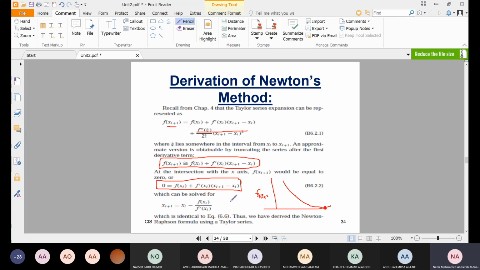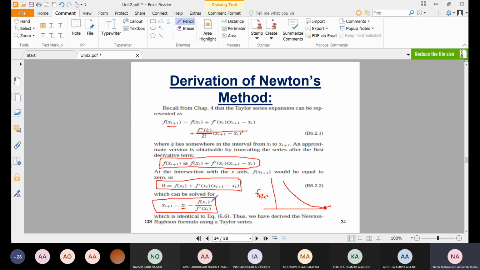So by reordering this one, because I want to find the value of xi plus 1, you will have this form of the Newton-Raphson method. This method now helps us to find the roots. This is the new root or the new estimate, and this is the initial guess xi. I have the function at xi and the derivative.